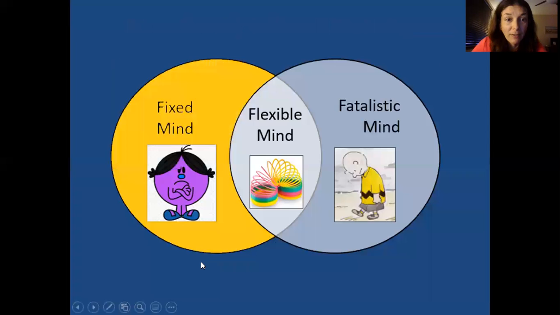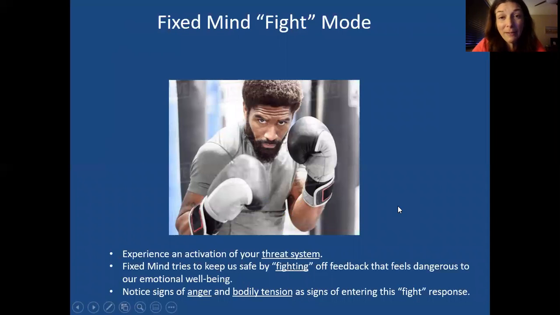All right, we're going to start with fixed mind. Can you take a little guess, based on the posture of that little Miss So and so, what fixed mind could be about? Fixed mind is kind of related to our fight mode. If we're getting a threatening cue, this is when we stand up and fight and defend ourselves. So our threat system is activated, and we fight off feedback that feels dangerous, or some kind of criticism, or whatever feels dangerous to our ego or to our well-being. And sometimes related to that, we feel some anger, or signs of body tension, because we're in that fight mode.